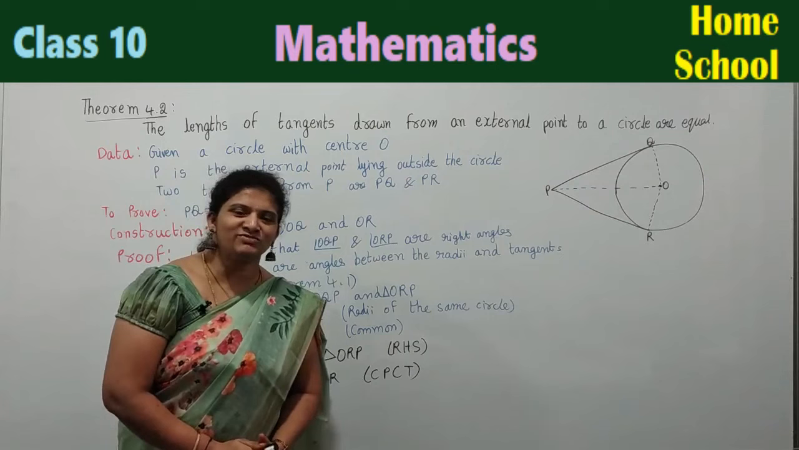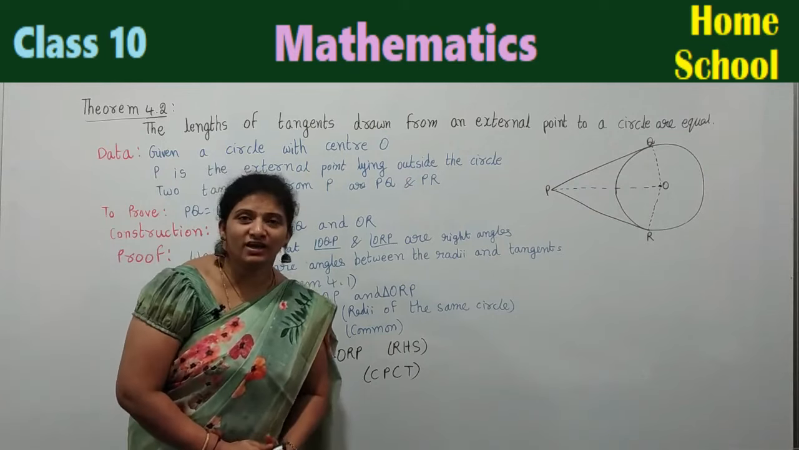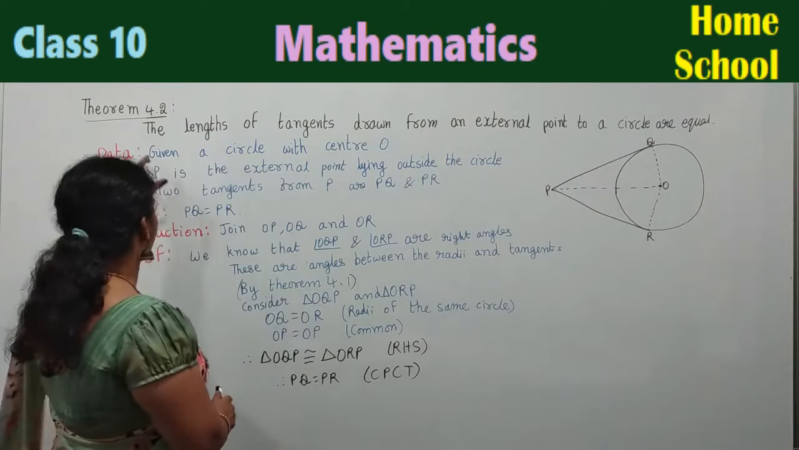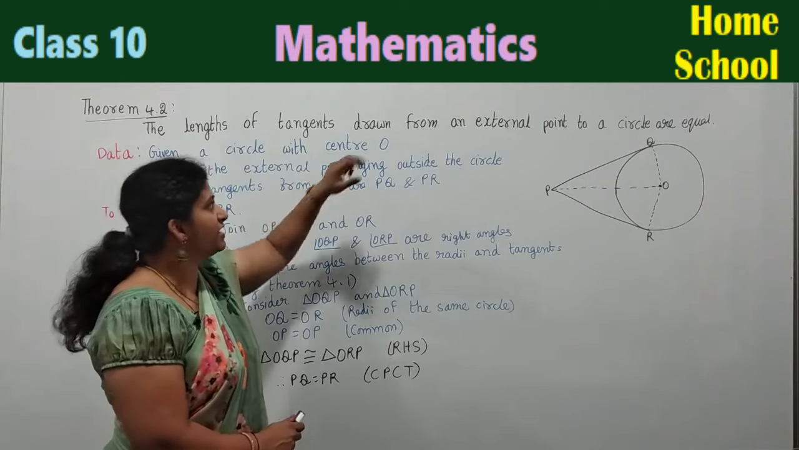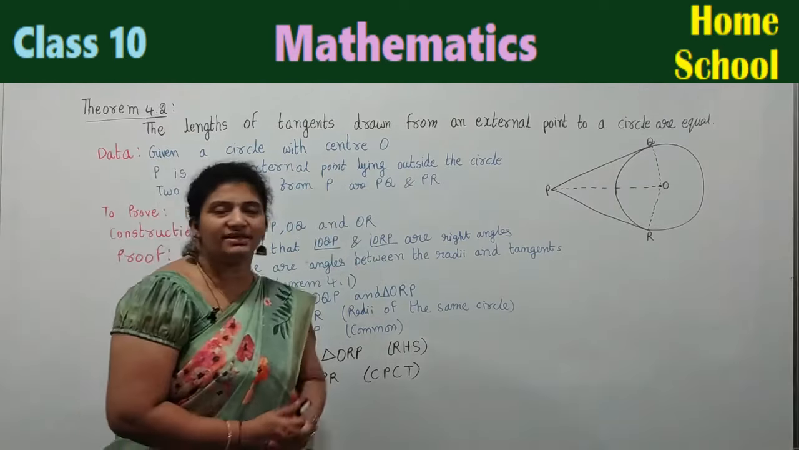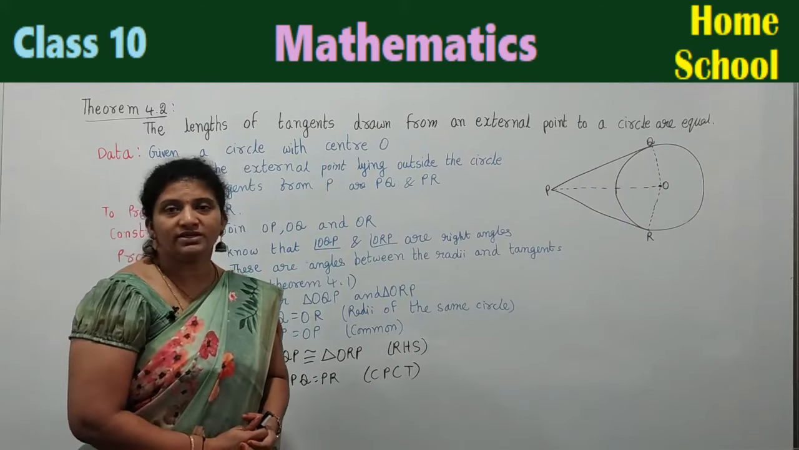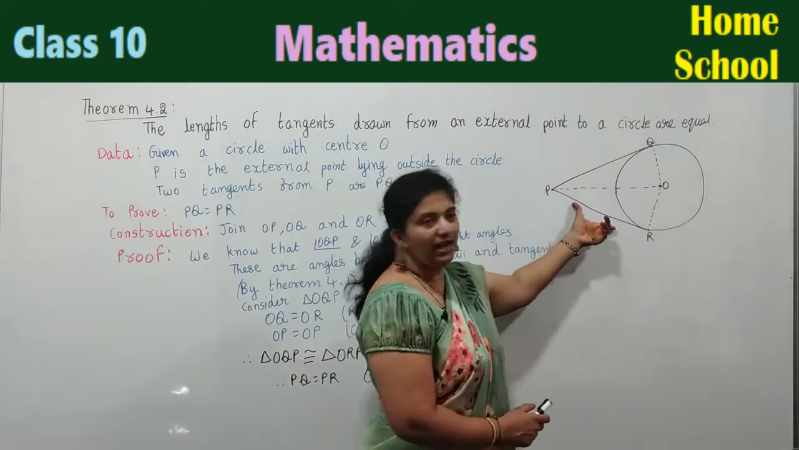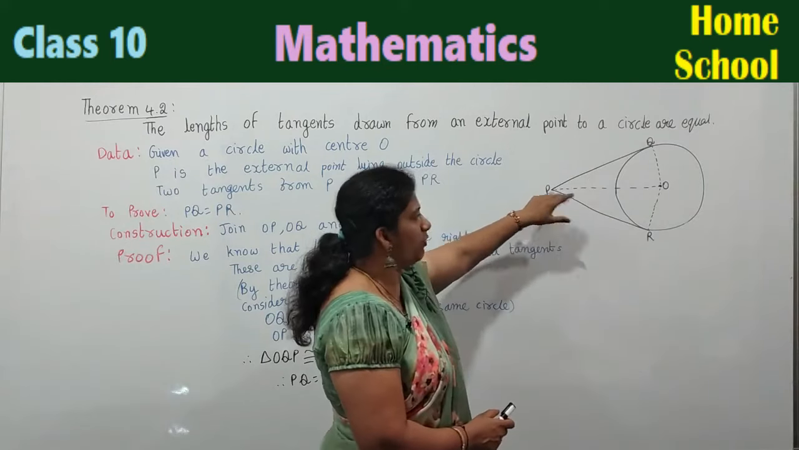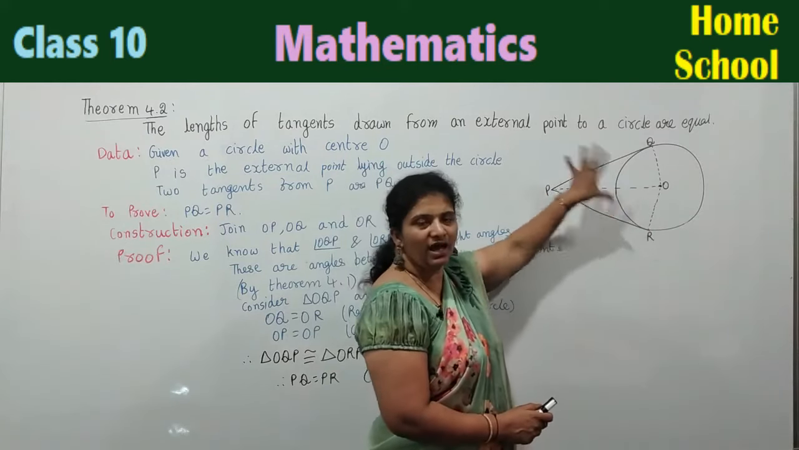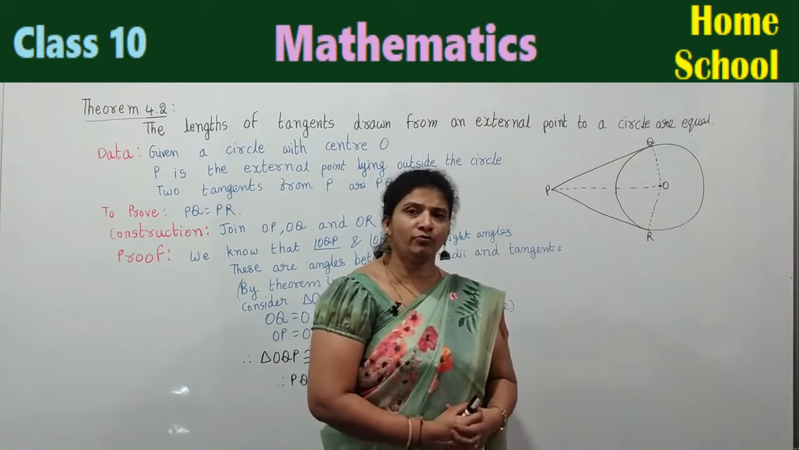See the next theorem, children. That is your Theorem 4.2 statement. The lengths of tangents drawn from an external point to a circle are equal. What we need to prove here?